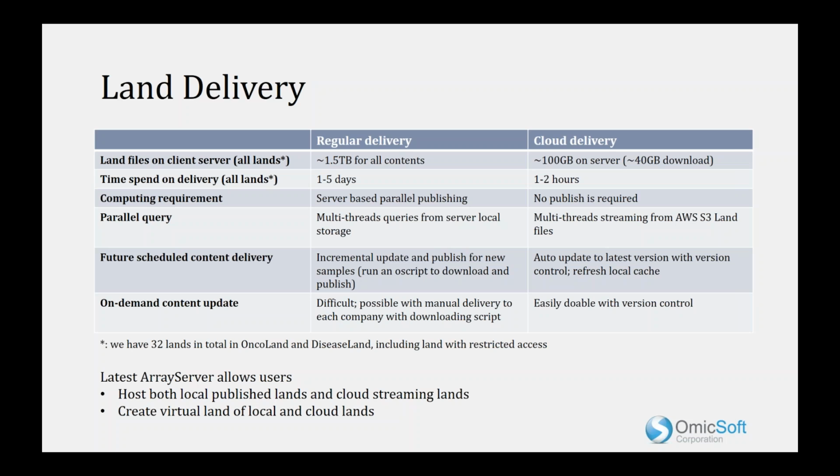It's a streamable data matrix and index on the server on the Amazon Cloud. So there's no publish required. You only need to download those cache files on your server. So for the query, the model is multiple queries to multiple threads streaming from Amazon S3 files.